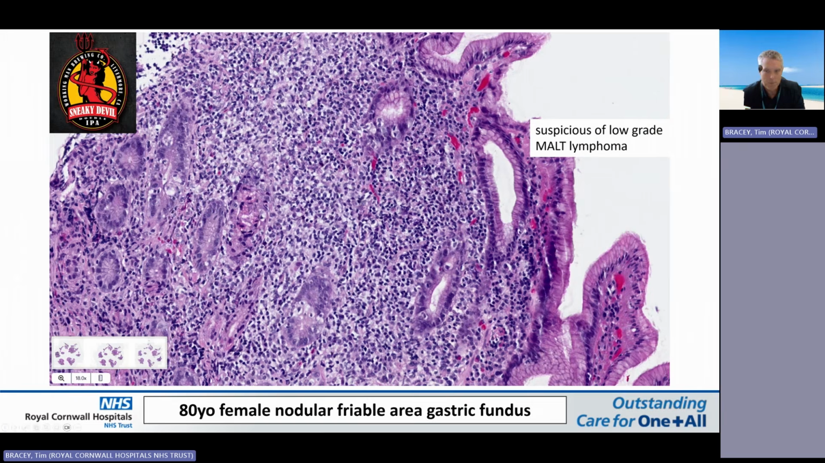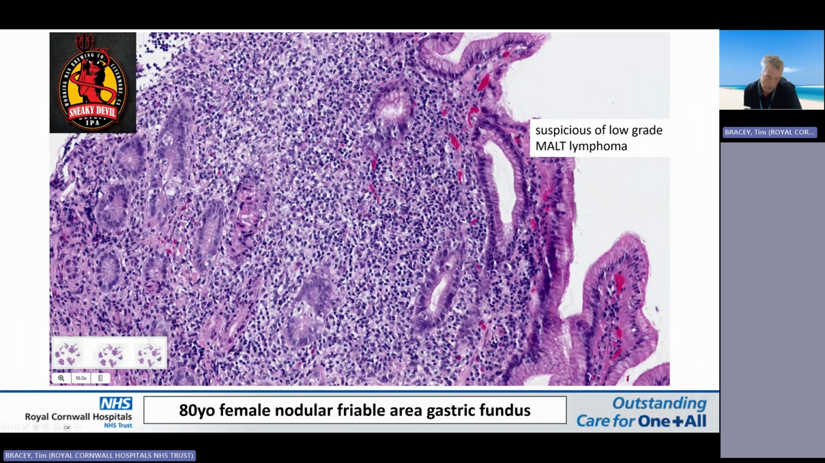So, another sneaky devil. This is a case which I presented at an AI conference, which I used the AI on just to see how good it was, really, to find this one which I'd called suspicious of low-grade MALT lymphoma. So I'd already worked this case up. I had these biopsies. It's from an elderly lady with this nodular friable area in the gastric fundus, and there was a little bit more to it than met the eye.